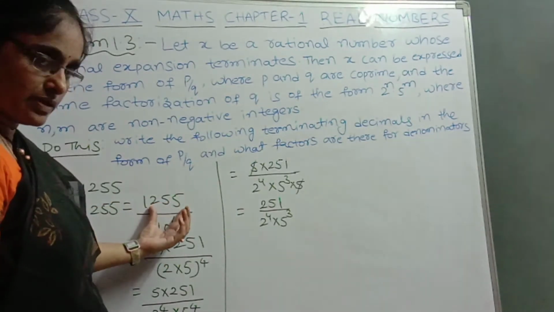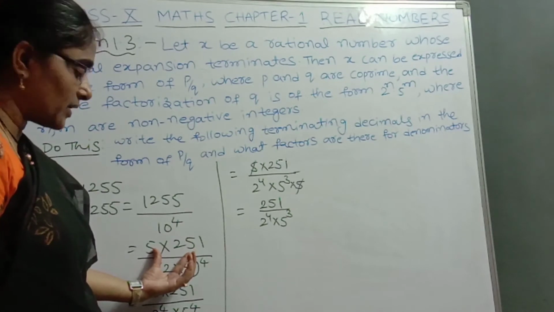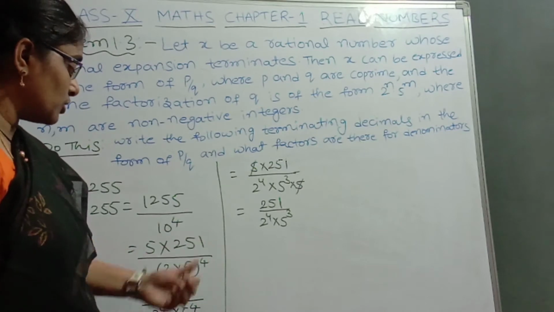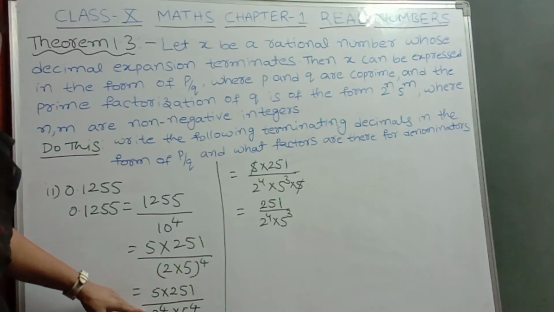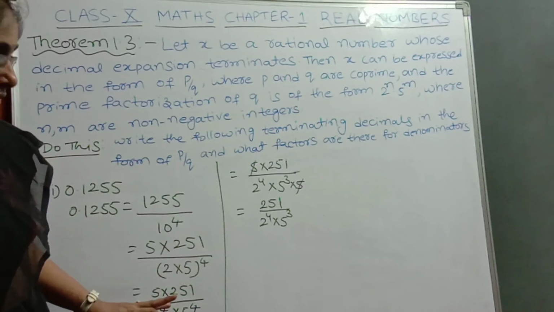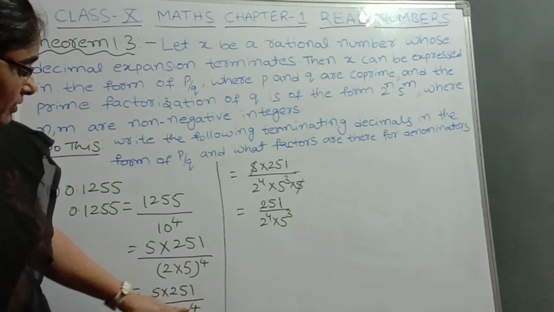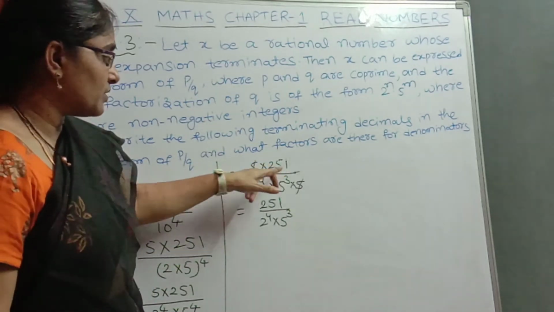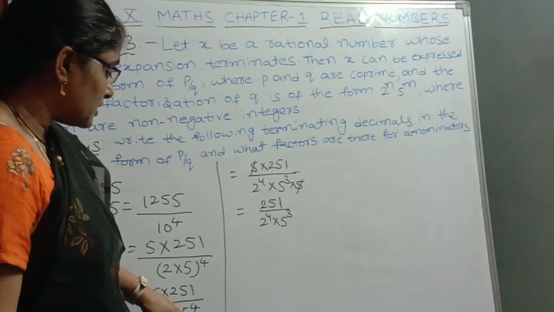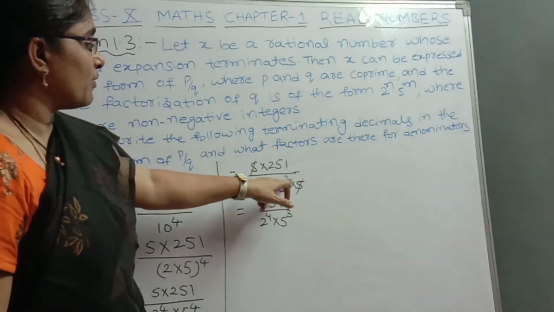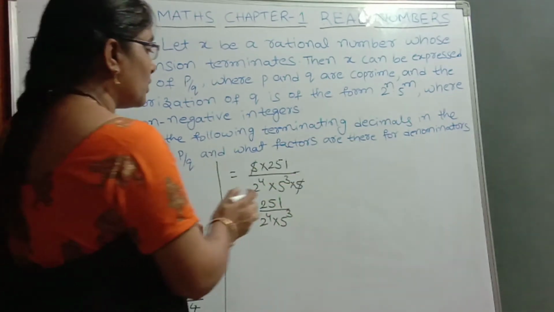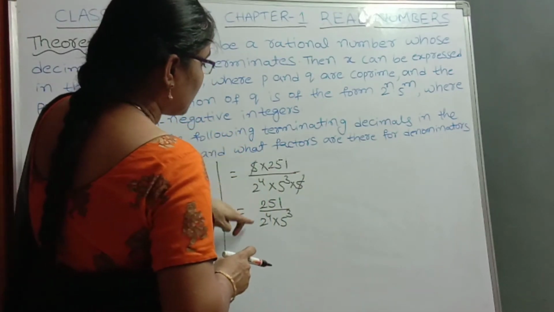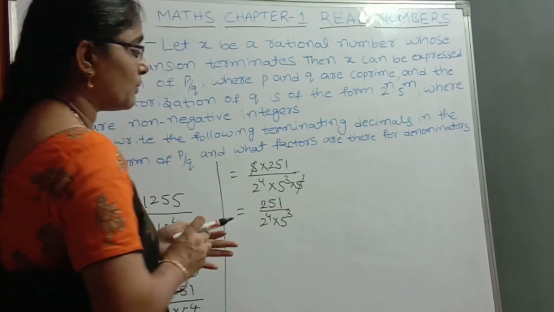This 1255 is written as a product of prime factors as 5 into 251, and the denominator is (2 into 5) whole to the power of 4. That is, the denominator is in the form (a into b) whole to the power of m, a power m into b power m: 2 power 4 into 5 power 4. Here 5 into 251 by 2 power 4 into 5 power 4, where 5 power 4 is written as 5 to the power of 3 into 5 to the power of 1. Here 5 gets cancelled. Now 251 by 2 to the power of 4 into 5 to the power of 3.